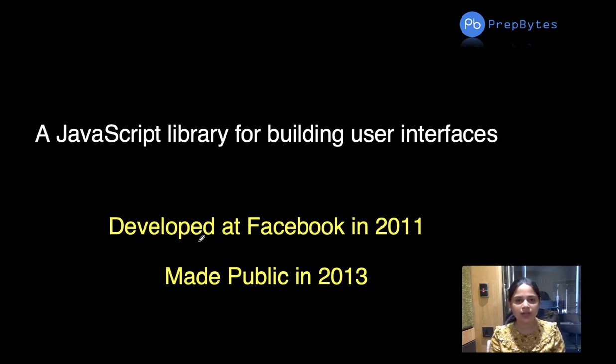So the definition of React is pretty much simple. A JavaScript library for building user interfaces. So when I'm saying user interfaces, I'm majorly talking about front end. So basically, React is a JavaScript library for building front-end UI.